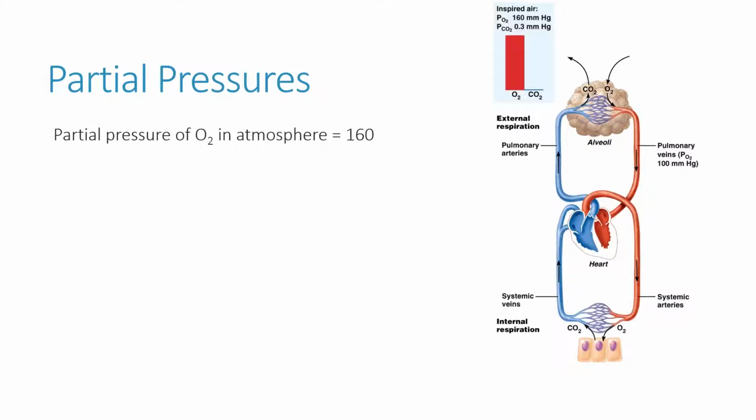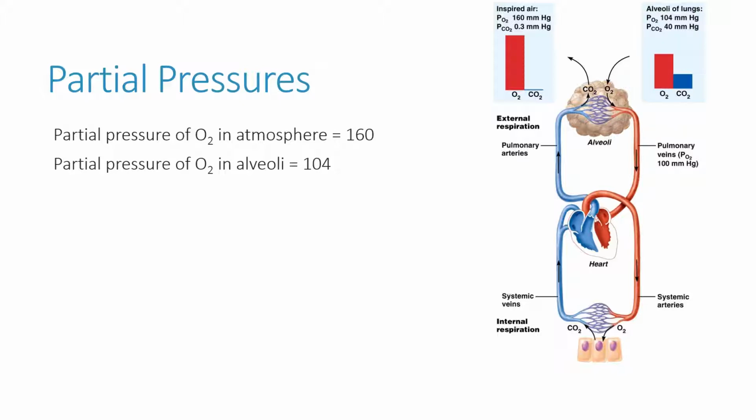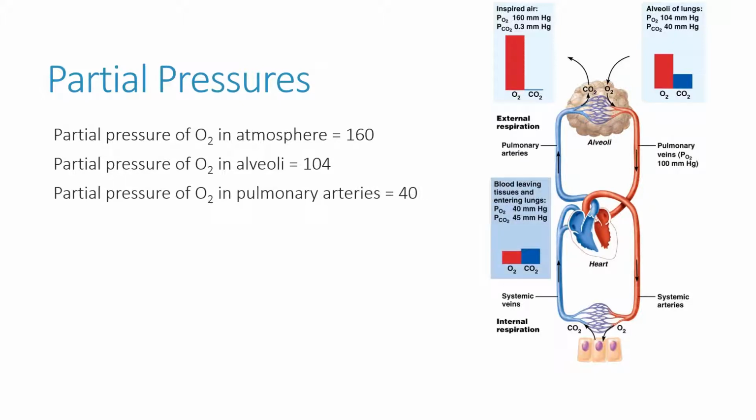As far as partial pressures go, when we're breathing atmospheric air into the lungs, that atmospheric air has a partial pressure of oxygen that measures about 160 millimeters of mercury. As that air is moving its way down through our respiratory system, however, it's mixing with carbon dioxide and water vapors from the body, and by the time it hits our alveoli, that air is only carrying a partial pressure of oxygen of about 104. However, the pulmonary arteries, that is, those arteries coming from the heart and delivering deoxygenated blood to the lungs, only has a partial pressure of about 40.